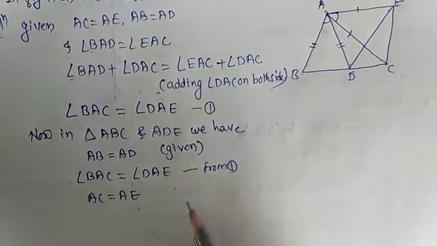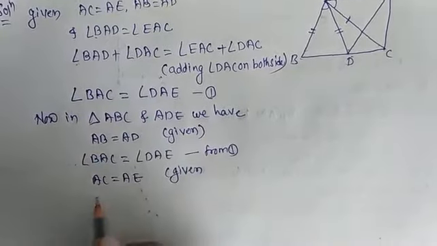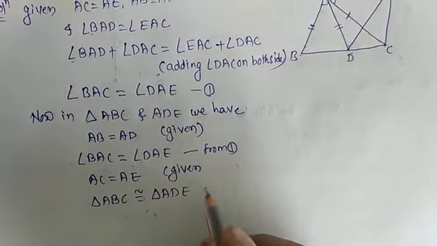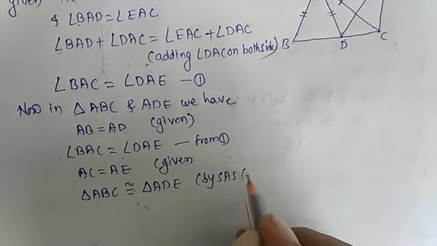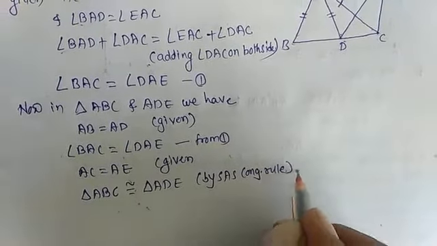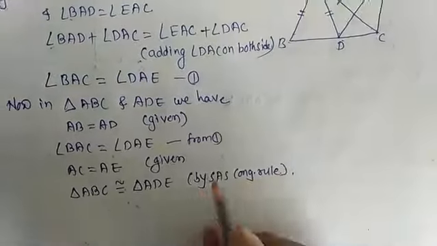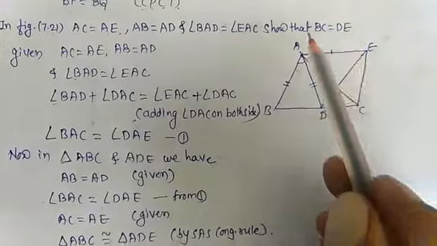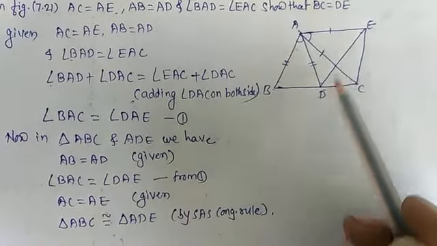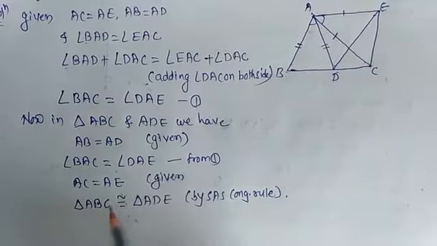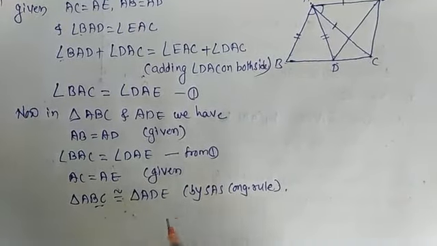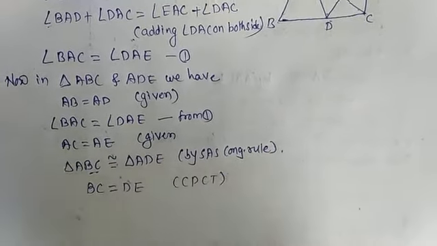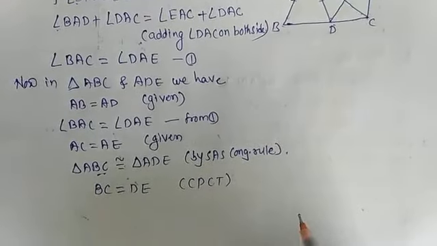and AC is equal to AE. It is also given. Therefore, triangle ABC is congruent to triangle ADE by SAS congruence rule. Okay, so by SAS congruence rule you can say that both triangles are congruent. Therefore, we have to prove that BC is equal to DE. This side BC and DE are equal. That means in triangles ABC and ADE, BC is equal to DE by CPCT. Corresponding parts of congruent triangles are equal.